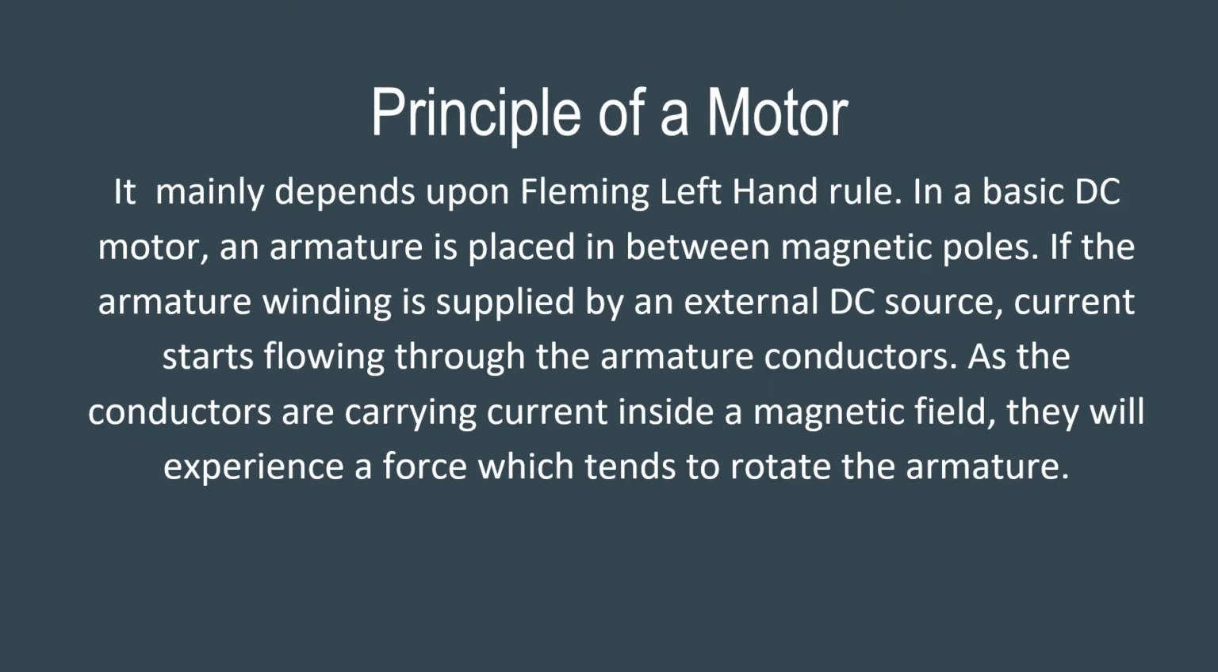The main principle in this is Fleming's left-hand rule. In a basic DC motor, an armature is placed between magnetic poles. If the armature winding is supplied by an external DC source, a current starts flowing through the armature conductors. As the conductors are carrying current inside the magnetic field, they will experience a force which tends to rotate the armature.